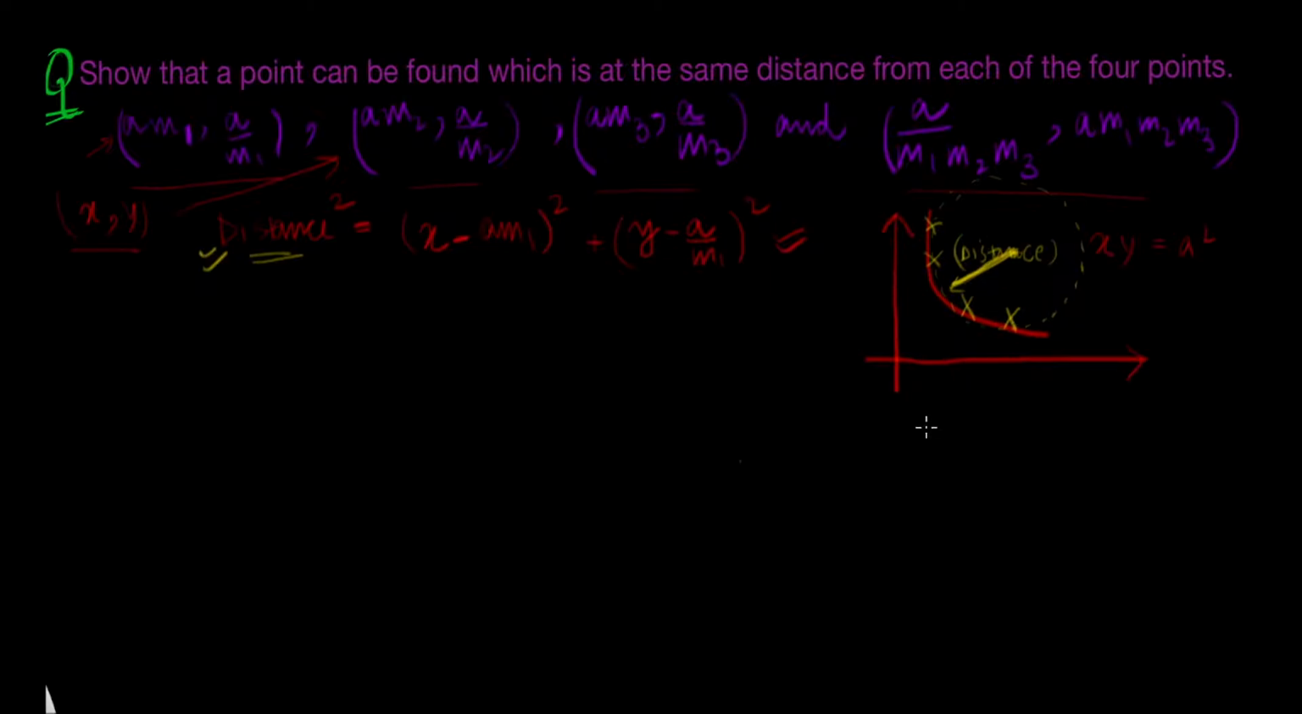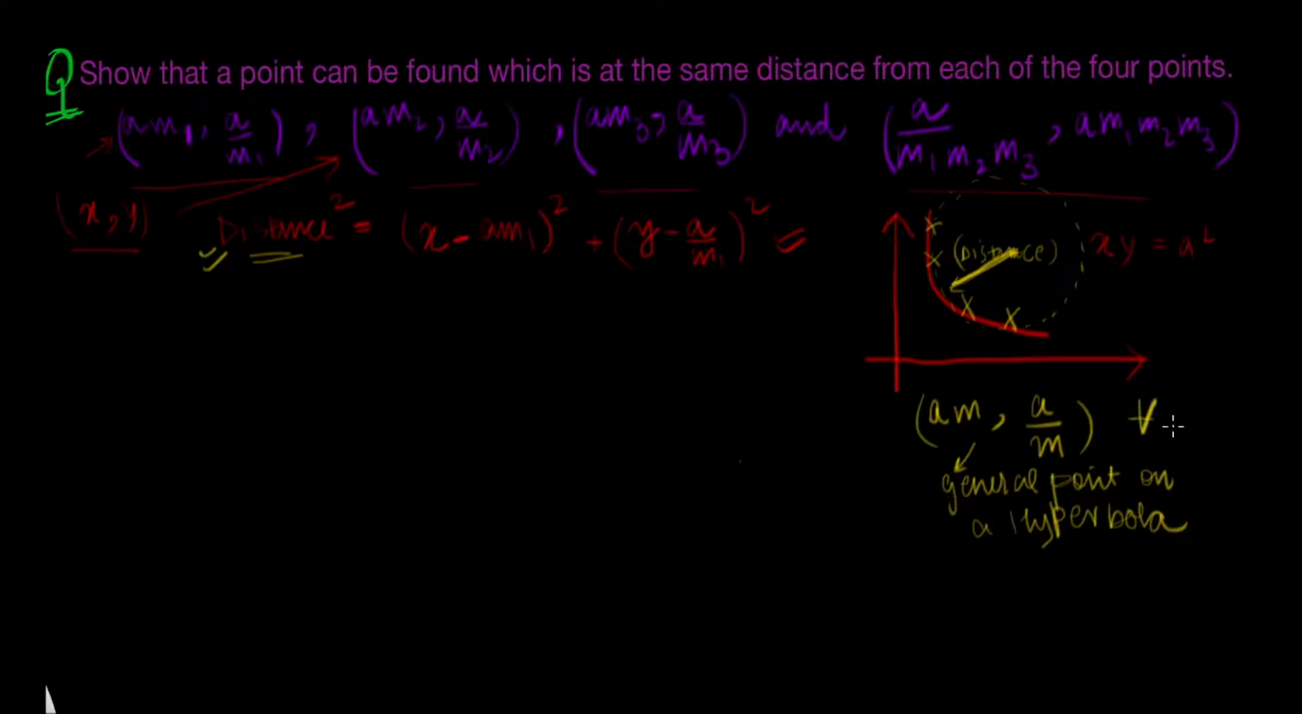So a more general way, and this is what we call a parametric way of representing a point lying on a hyperbola, is that the point takes the form am and a by m. So this is a general point on a hyperbola for all m. We can take different values of m and we will be moving along this hyperbola at all times.